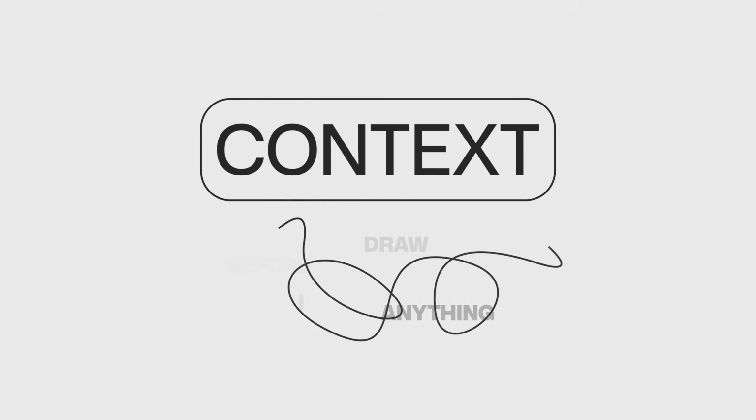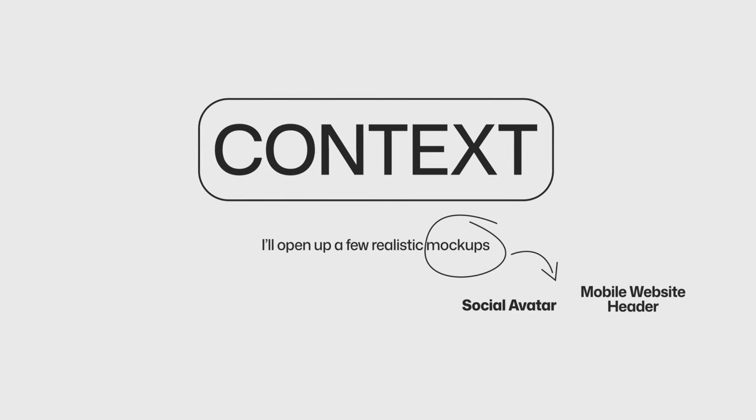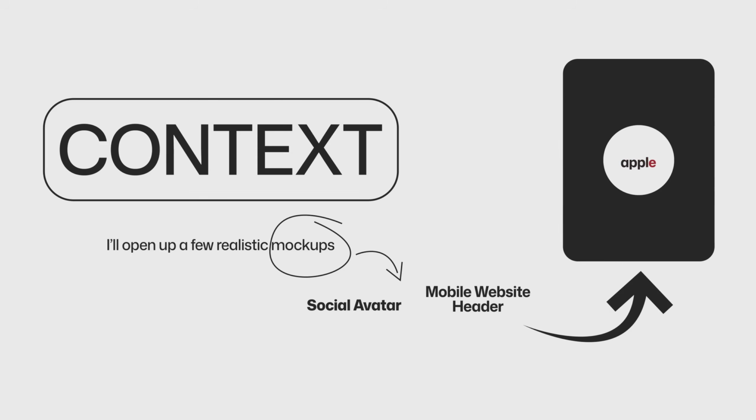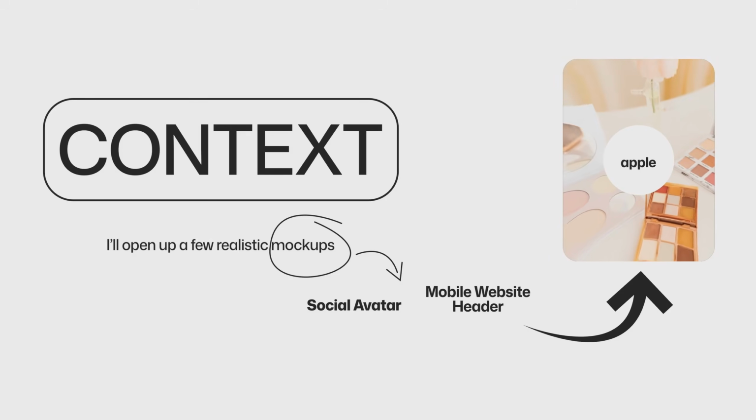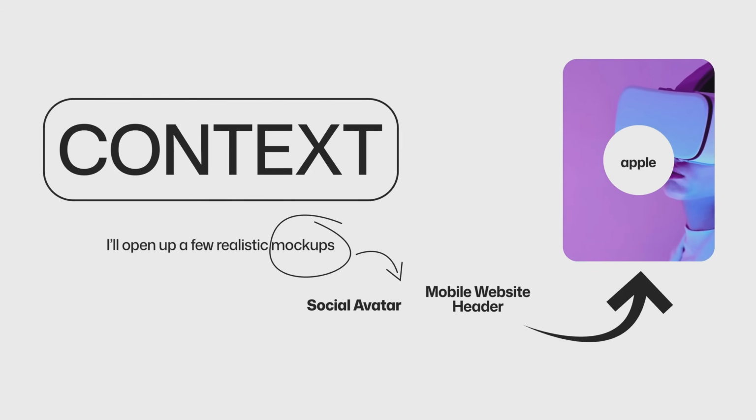Before I draw anything, I'll open up a few realistic mockups, so maybe like a social avatar, a mobile website header, and I just simply drop the brand name in there in plain text. But the mockups will be relevant to that niche sector that I'm actually designing in. Because the moment you see the real environment, your brain starts designing things differently. It starts approaching things in a different way. You stop over detailing and design choices kind of shift slightly.